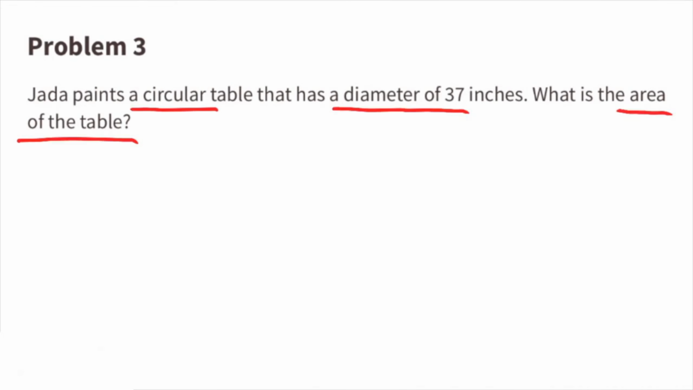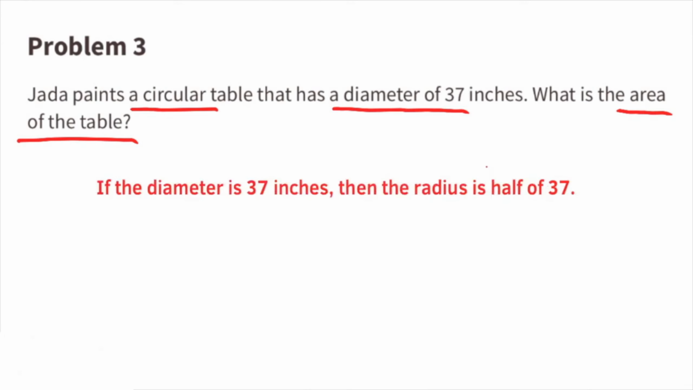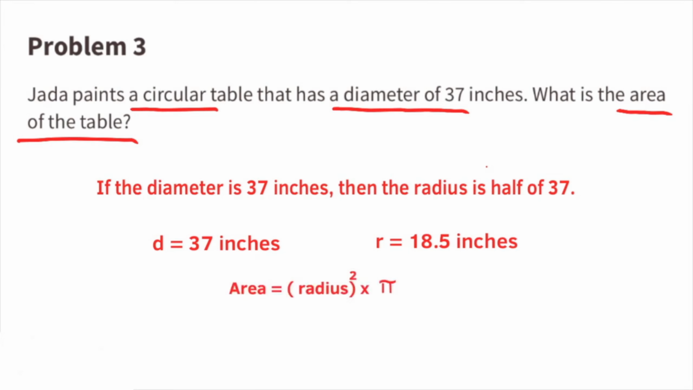Problem number 3. Jada paints a circular table that has a diameter of 37 inches. What is the area of the table? If the diameter is 37 inches, then the radius is half of 37 inches, and half of 37 inches is 18.5 inches. The area is equal to the radius squared times pi. Since the radius is 18.5 inches, then the area is going to be 18.5 inches squared times pi. The area is equal to 342.25 times pi. The area of the table that Jada painted is approximately 1,074.665 inches squared.